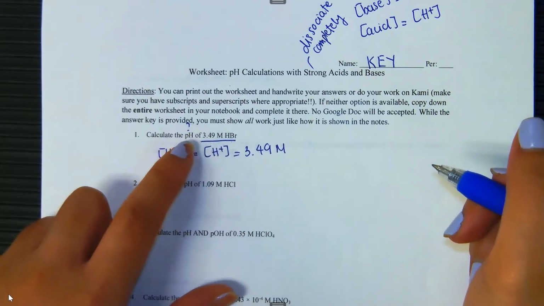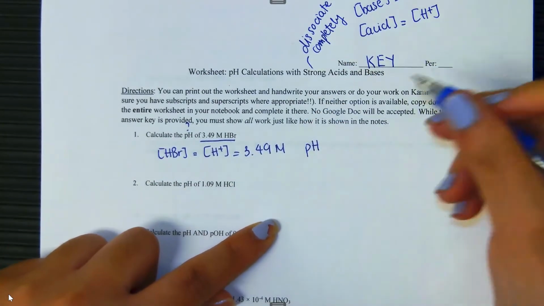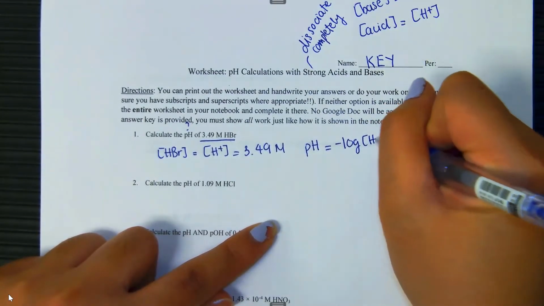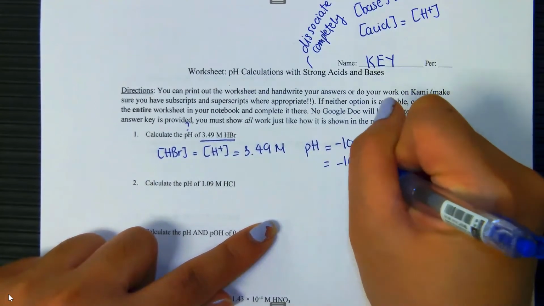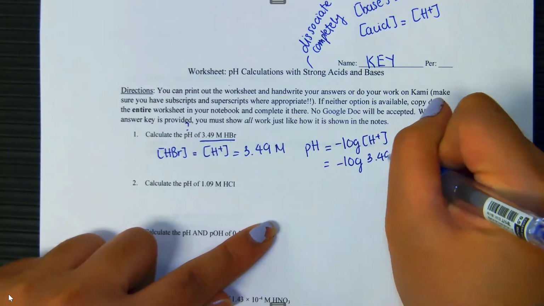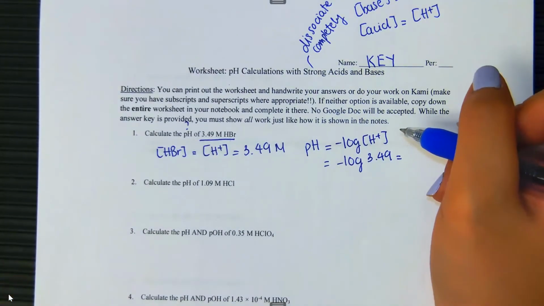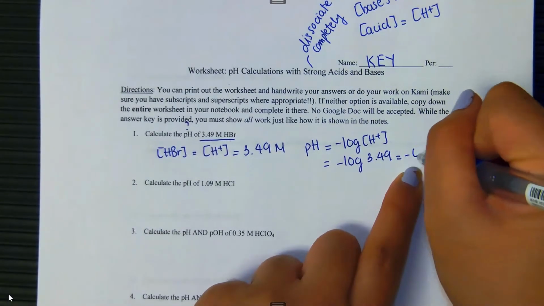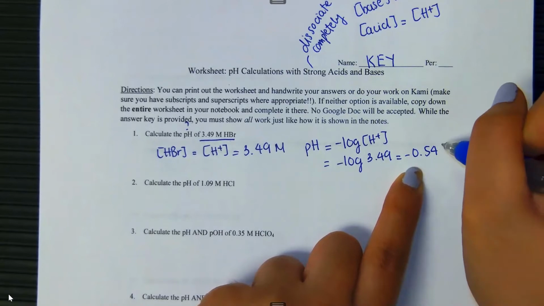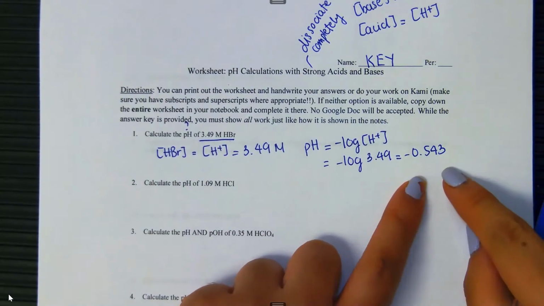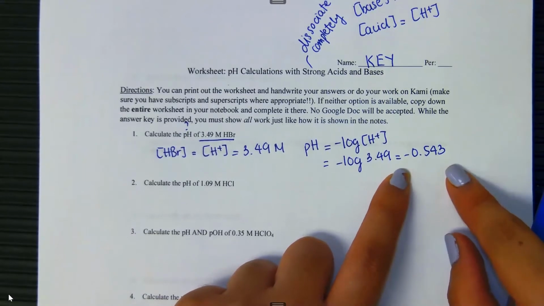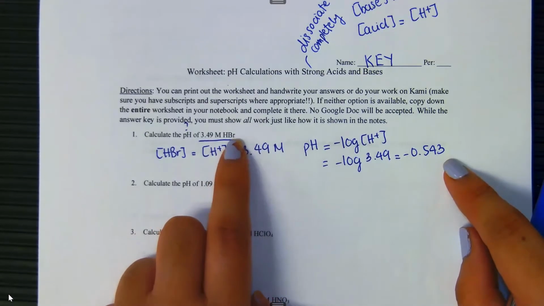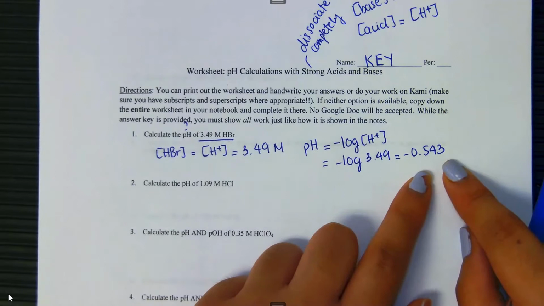Now all you're going to do to find the pH is plug it in. Remember that pH is negative log of H plus. So negative log of 3.49 would give me the answer of negative 0.543, sorry. It is possible to have a negative pH. It is not a mistake. It is possible to get a negative pH because HBr is extremely strong, so your pH dips under 0 sometimes.